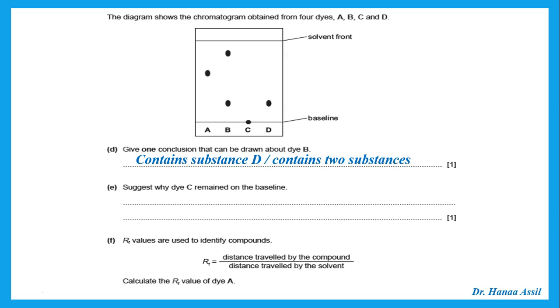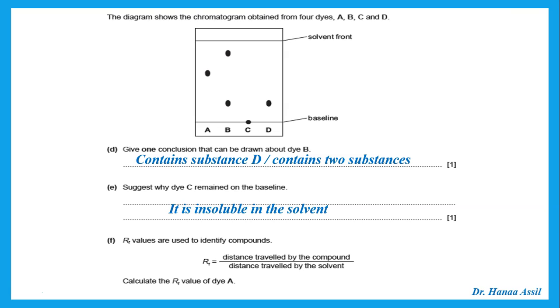Suggest why dye C remained on the baseline. Can you see C? The spots stayed on the baseline, did not go up. Remember we said these spots separate based on what? They separate based on differences in solubility in the solvent. So if a spot does not go up at all, what does that tell you? It is insoluble in the solvent. It doesn't dissolve at all, so it stays there.